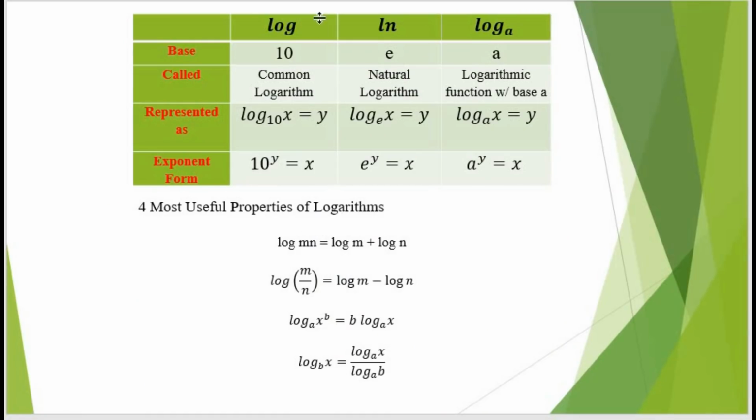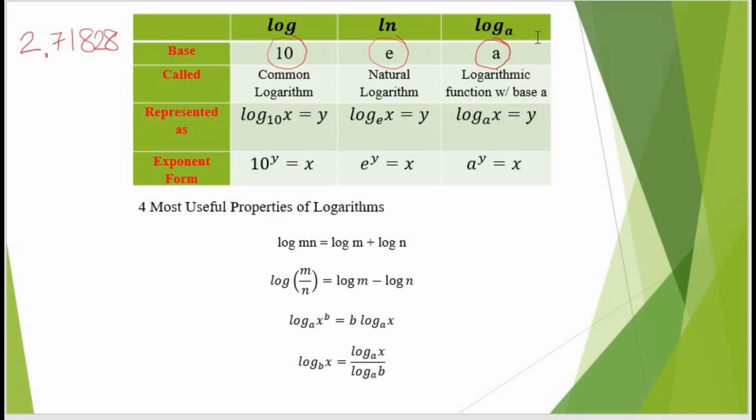Okay, so we now have our table explaining the different properties for the common logarithm, the natural logarithm, and logarithmic function with base a. So our base for our common logarithm is 10. And our base for our natural logarithm is e, which is equal to 2.71828, so on and so forth. And for our logarithmic function with base a, our base is of course a.